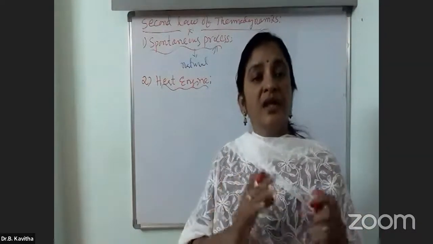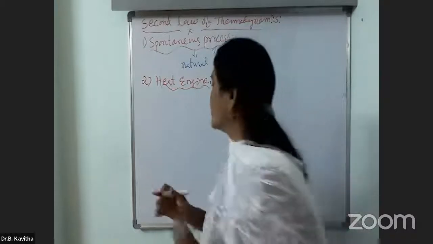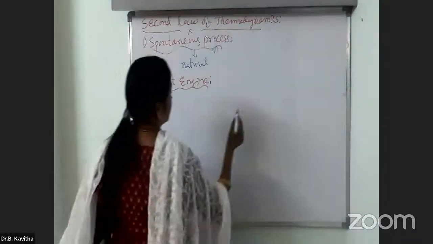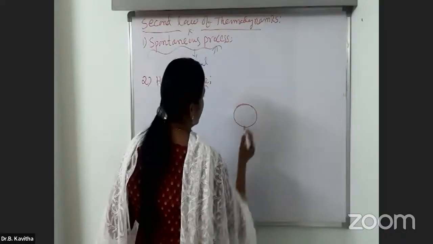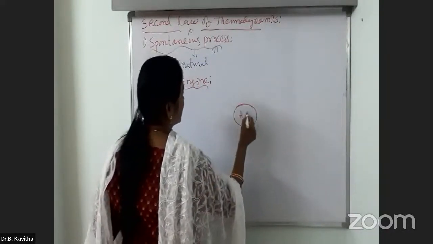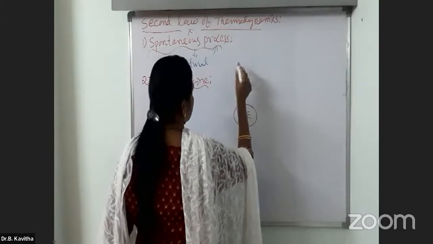What does it do? It converts heat into work. During the conversion of heat into work, what will this heat engine do? Simply, I am drawing the structure, a simple structure, outlines. This is the heat engine. Assume this is the heat engine. It consists of two reservoirs. One is at high temperature.